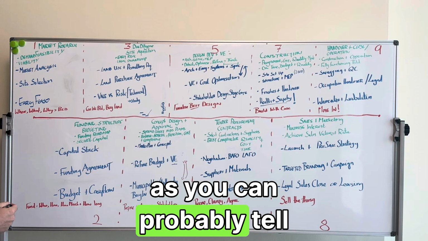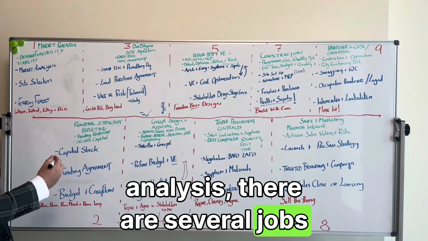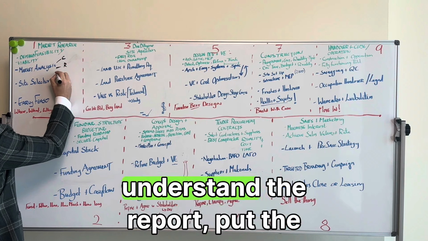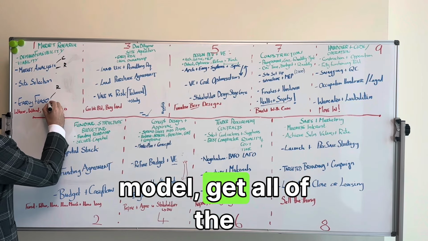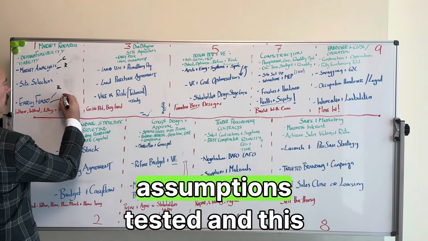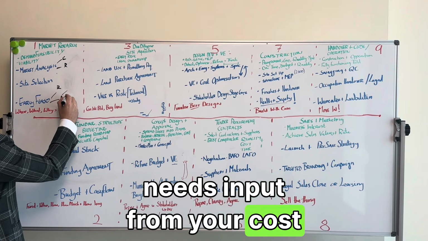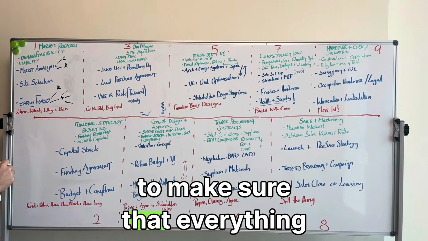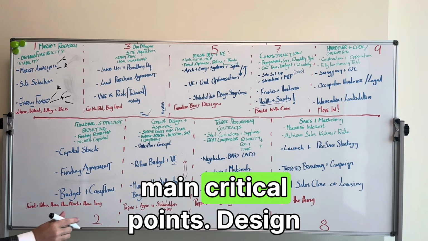Okay, now we're going to be stepping into the absolute inch stones. And as you can probably tell, within each of these milestones, like market analysis, there are several jobs that need to be done. So it's going to be: hire a consultant, get the report done, understand the report, put the report into the feasibility model, get all of the assumptions. Assumptions are how much it's going to cost us to build. Get all of your assumptions tested. And this needs input from your cost consultant, your program team, your technical team to make sure that everything can be built. I'm not going to go through each of them. I'm going to go through the main critical points.